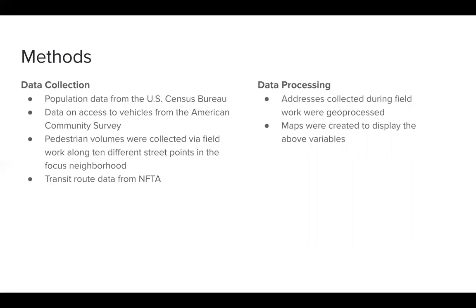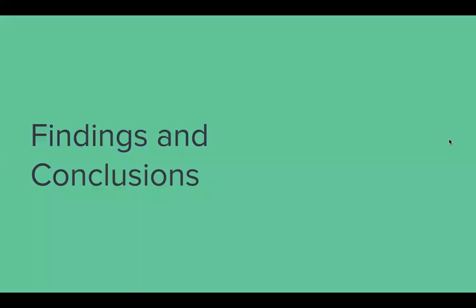Following data collection, the data was processed in numerous ways. The addresses collected during the field work and their related pedestrian counts were geoprocessed using an address locator. This converted them into point files with associated pedestrian counts. Additionally, data obtained in tabular form from the census was attached to block group shapefiles in ArcMap, and maps were then created to display the following variables.